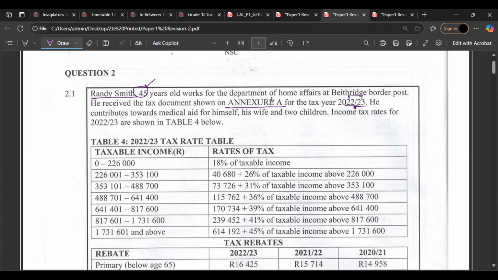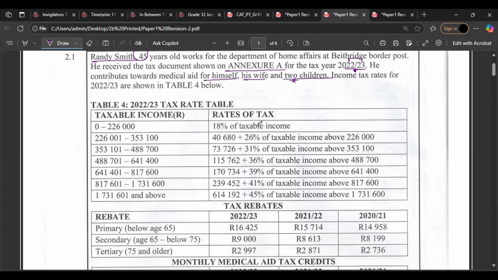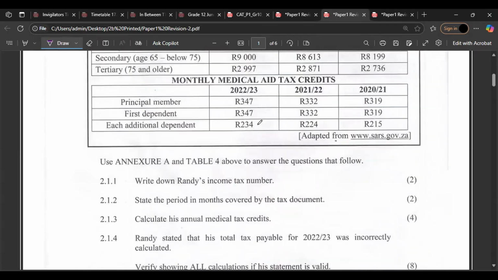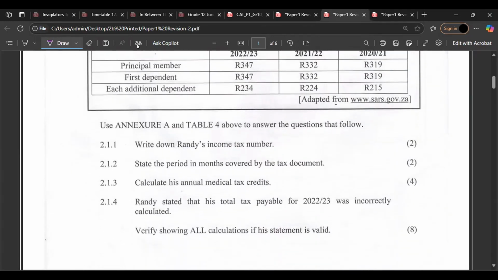Then he contributes towards medical aid, take note, for himself, the wife, and the 2 children. This is what we need when we are going to calculate medical tax credits. How many people are they? How many dependents are we looking at? Anyway, the table is provided below. Let's continue with the question. Annexure A. Let's go and open Annexure A.